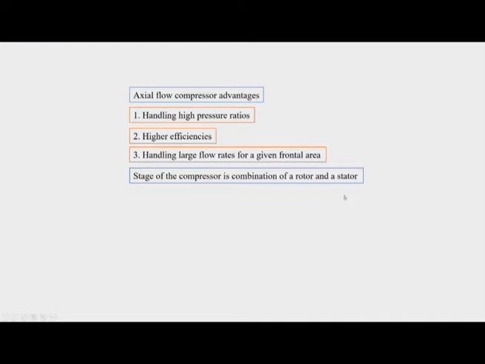Though both together impart a certain pressure rise to the compressor, the rotor would add the energy and then the stator would convert it into the pressure rise. So this is how a combination of rotor and stator comprises a stage of an axial compressor. In this case, the rotor accelerates the fluid and increases its kinetic energy. In the simplest case, this is the job of a rotor.